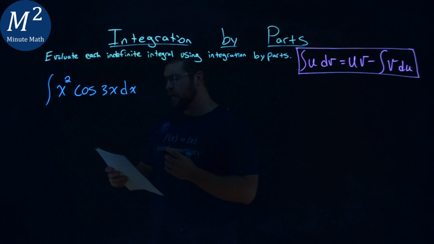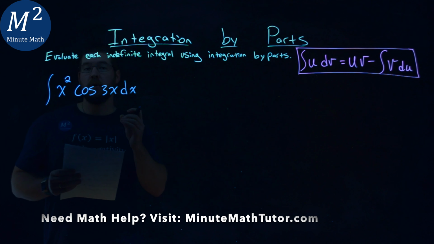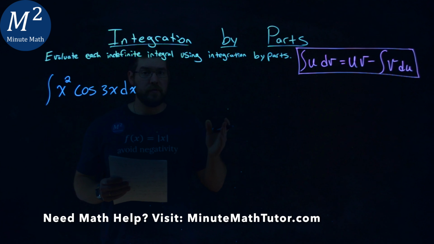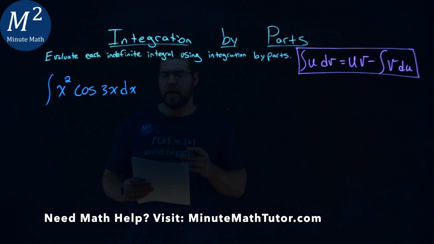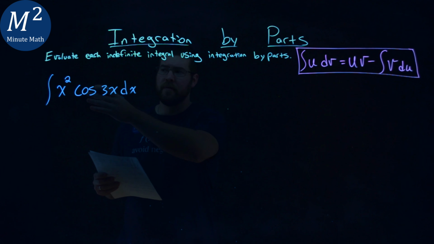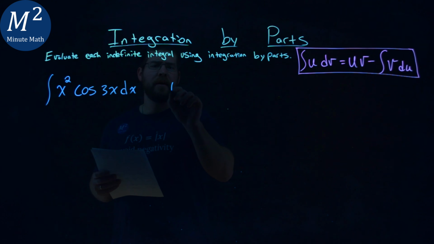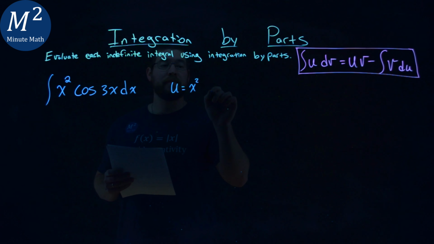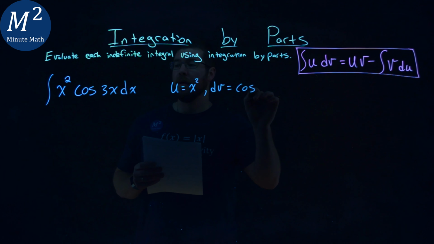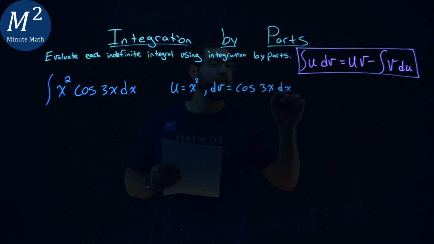We're given this problem right here, the integral of x squared cosine of 3x dx, and we have to evaluate this indefinite integral using integration by parts. Now, we first want to find a u and a dv value. Given this problem, I'm going to put my u value to be x squared and my dv value to be cosine of 3x dx.